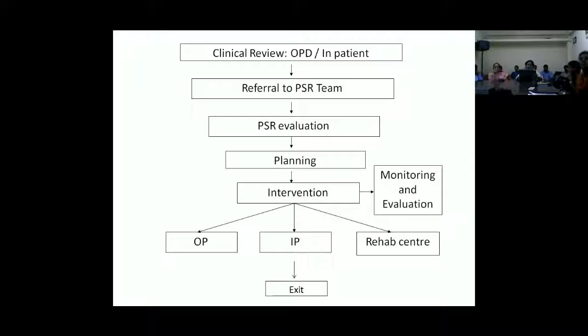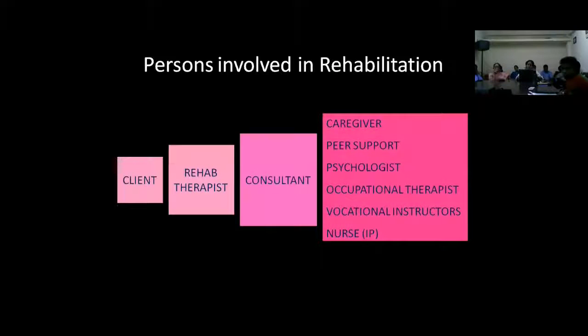An individualized rehab plan is prepared in consensus with the client, consultant, and caregiver, and then we proceed with the intervention. Intervention happens in three settings: outpatient, inpatient, and at the rehab center. For each plan, we attempt to put in place an exit point based on achieving the goals. The rehab therapist is directly involved with the client and the family. When needed, the psychologist, occupational therapist, vocational instructors, and nurses in the ward will be involved.